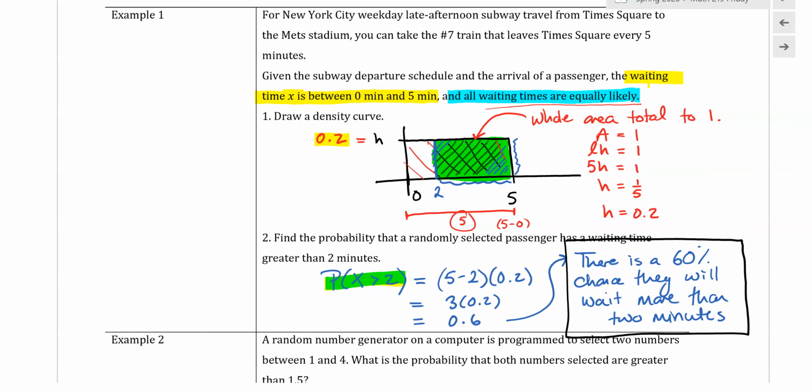So the strategy for these problems is always to determine the type of distribution. This type of distribution is uniform because it's continuous. There's infinitely many wait times between 0 and 5 minutes, and all the wait times are equally likely. That's going to give us a rectangular shaped graph. It's a uniform distribution.